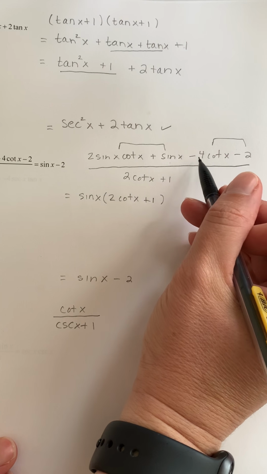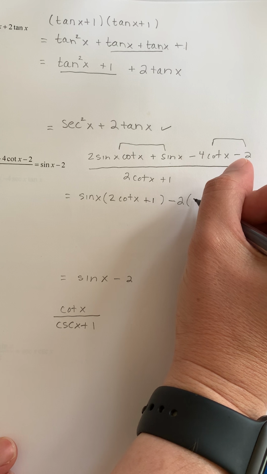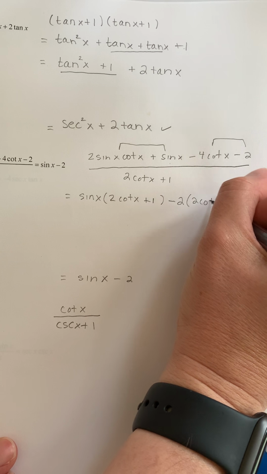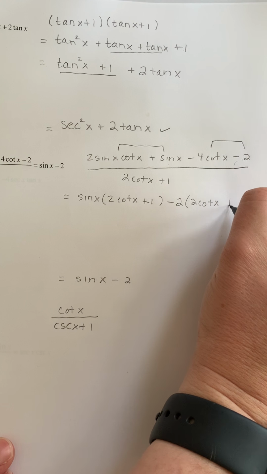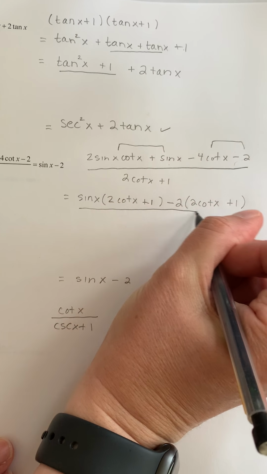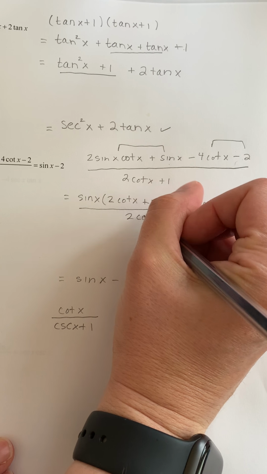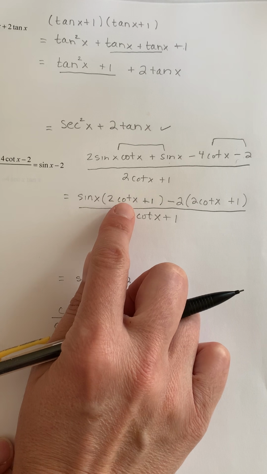Okay, and this next part, I can take out a negative 2, so I'm going to be left with 2 cotangent of x. And again, take out a negative 2 is going to leave me with a positive 1 there. And then this is all over 2 cotangent of x plus 1. Okay, so that's step 1 in factoring by grouping. Step 2 is to finish it.